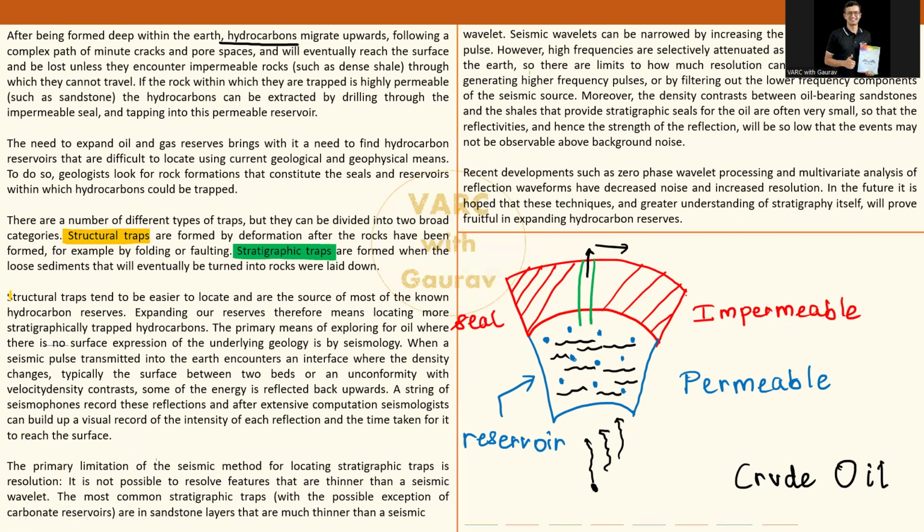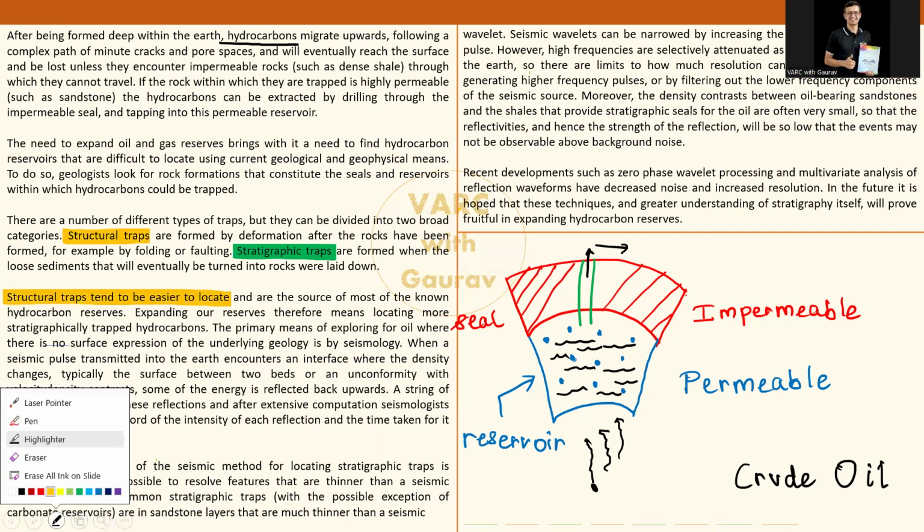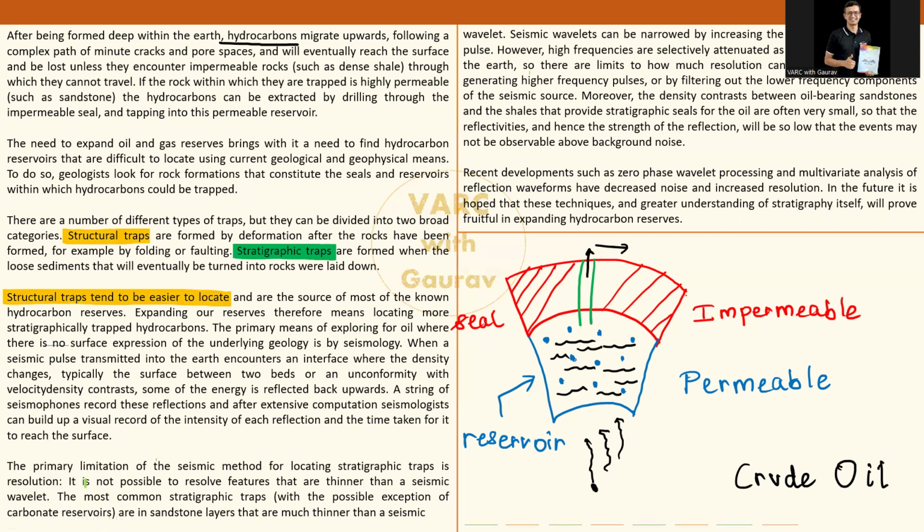Okay. So structural traps are actually easier to locate, and that is why most of the structural traps, which have hydrocarbon, which have crude oil inside them, have already been found and used. Crude oil extraction from them has started or has been completed, end of story. But currently, given the rising demand for hydrocarbons mentioned in the second paragraph, more and more sources, more and more reservoirs for crude oil need to be found out.